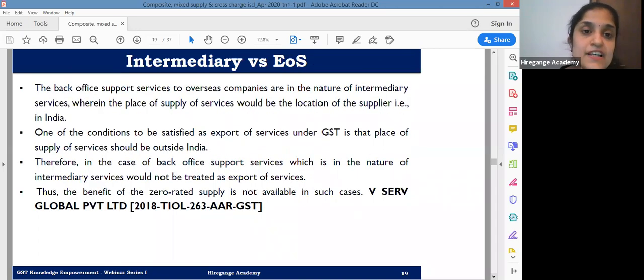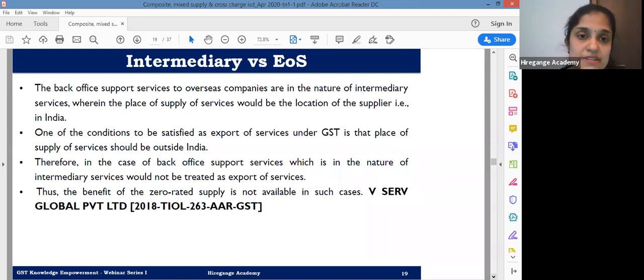Now, I come to one more interesting aspect wherein multiple services could be involved, that is the intermediary versus the export of service. Herein, there has been a lot of controversy over a period, wherein it says that if there is any intermediary service or element of intermediary services which is being done by an Indian supplier to a foreign principal or to a foreign customer, then it should be taxed.